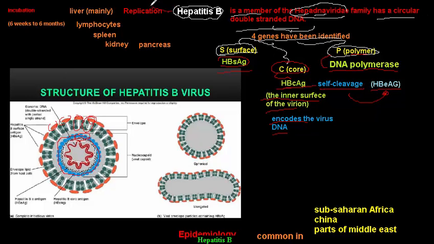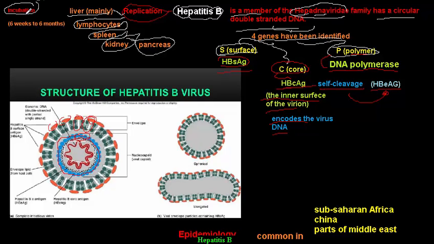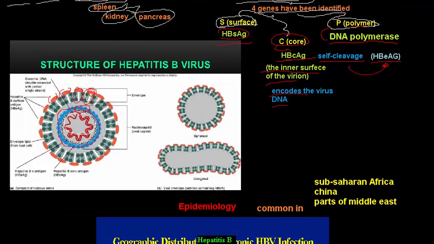The hepatitis B virus actually replicates in the liver mainly. The main site of hepatitis B replication is the liver, may also replicate in the lymphocytes, in spleen, in the kidney, in the pancreas. But the liver is most important. Incubation period of hepatitis B virus is about 6 weeks to 6 months.